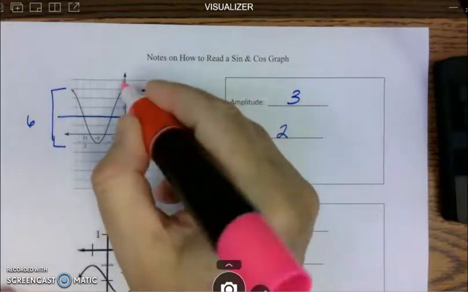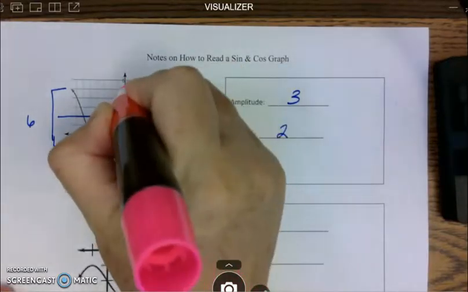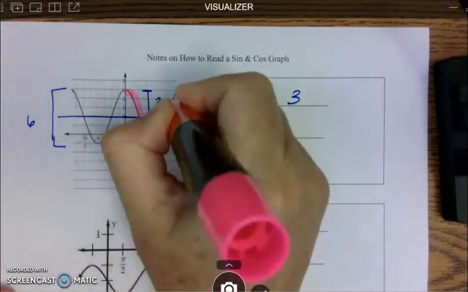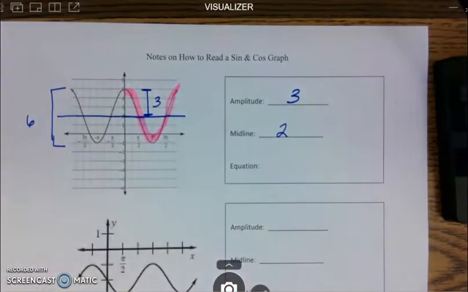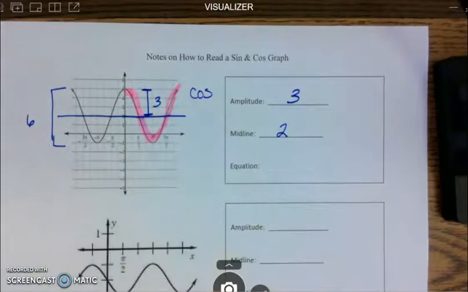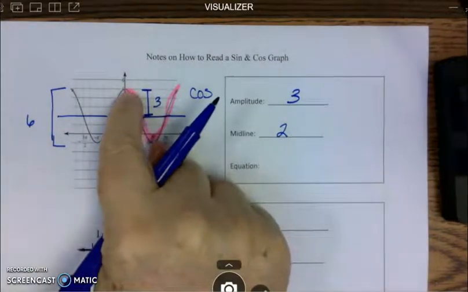Notice right here, where do we cross the y-axis? Notice this is where I am. Not the prettiest little thing. And so this is a cosine graph, because it starts high.